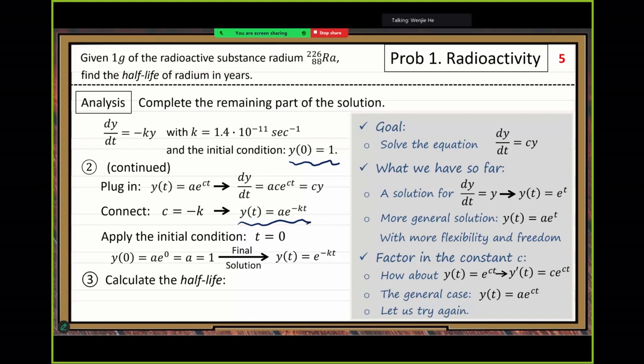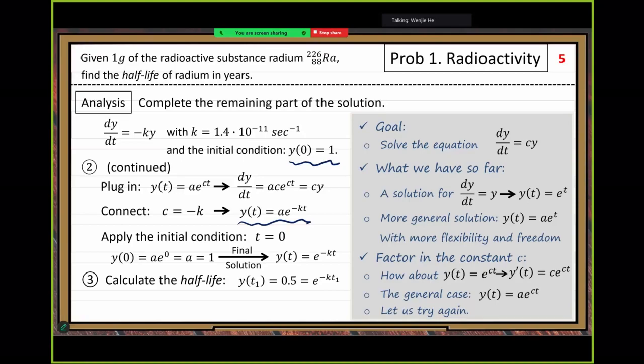For the half-life, at a certain time t, here I use T1. I let T1 correspond to the half-life. You plug in T1, Y of T1 equals 1/2 of the amount, that's 0.5. So 0.5 equals e to the negative k times T1. So you solve this equation for T1. K is given. Remember, the K constant is given. Only one unknown, T1.